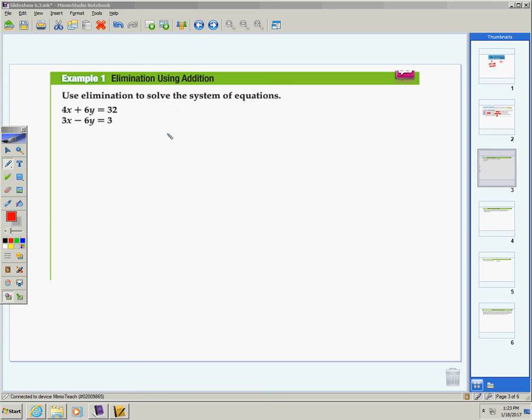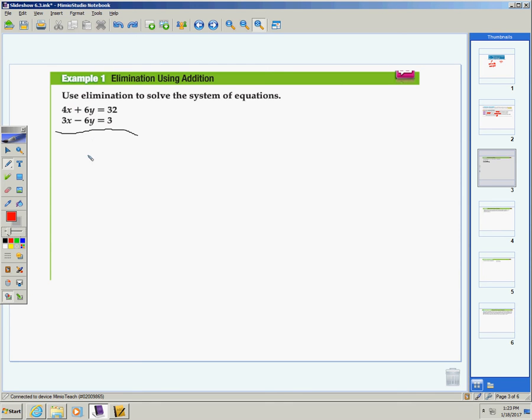We're going to use elimination to solve this. So the first thing we need to do is make sure the equations are lined up so we have one term with opposite coefficients. And if you look here, I've got my first equation where I have plus 6y, and then I have my second equation where I have minus 6y. There are my opposite coefficients.